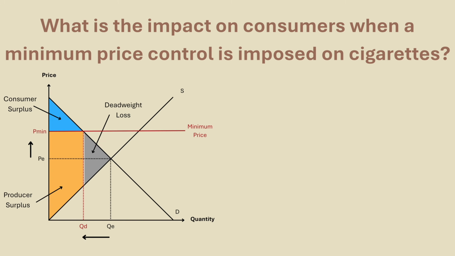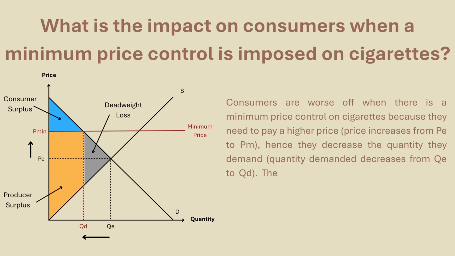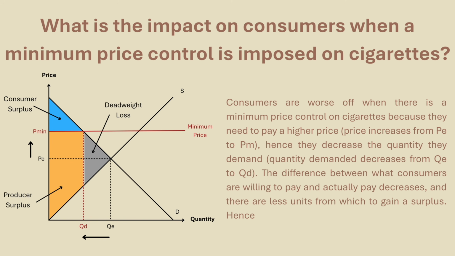What is the impact on consumers when a minimum price control is imposed on cigarettes? Consumers are worse off when there is a minimum price control on cigarettes because they need to pay a higher price, so the price for them increases from PE to P-min. Hence, they decrease the quantity that they demand. Quantity demanded decreases from QE to QD. The difference between what consumers are willing to pay and actually pay decreases, and there are less units from which to gain a surplus. Hence, consumer surplus decreases.